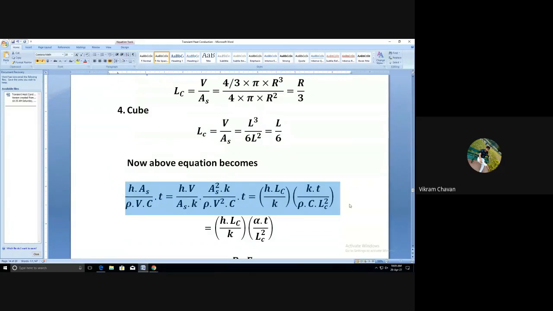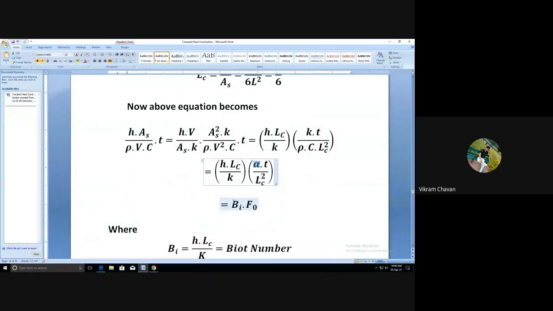Now here, the hLc divided by k bracket we have kept as it is. But in the other bracket, k divided by rho C, we have converted it into alpha. k divided by rho C, that is thermal conductivity divided by heat capacity of the object, is nothing but thermal diffusivity, which is represented by alpha. So in the other bracket it will become alpha multiplied by t divided by Lc square.